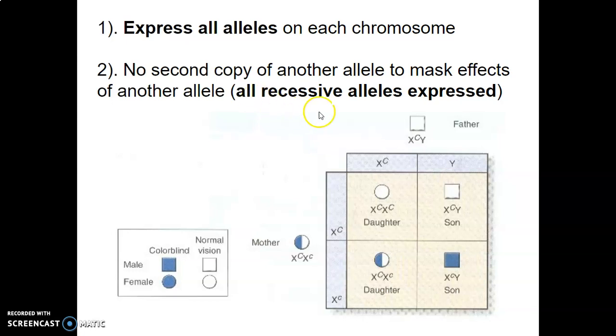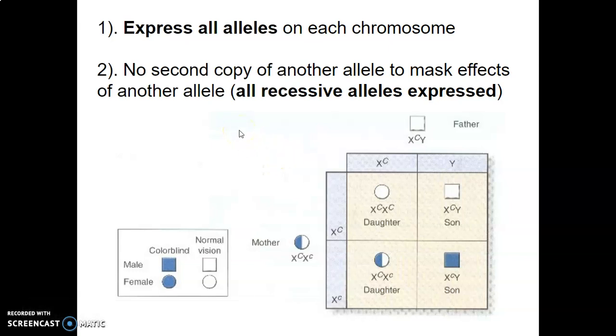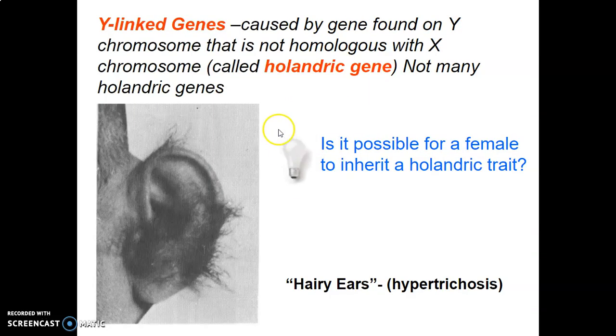expresses all alleles on each chromosome. Anything it got from X, that's the only option there. Anything it got from Y, that's the only option there. There's no second copy of an X, like females would have with XX. There's a second copy that might mask some of the effects of that allele. All right, so you can think of it this way. All recessive alleles are going to be expressed in that male. There's no dominant one to cover it up.